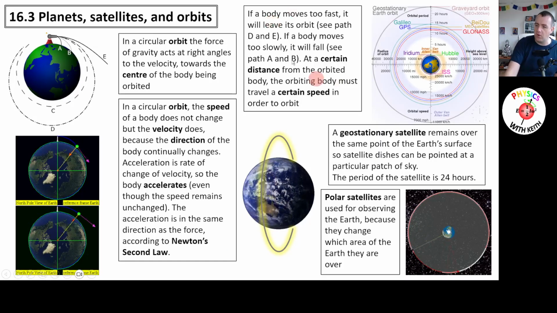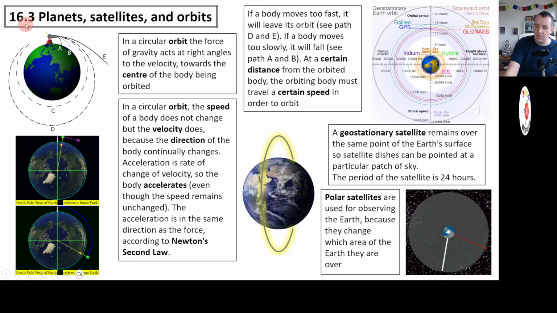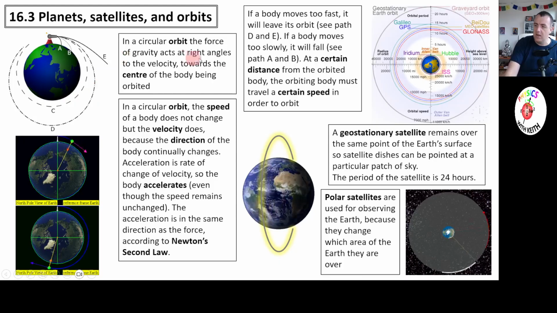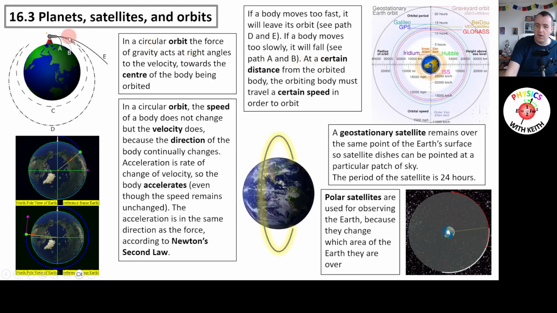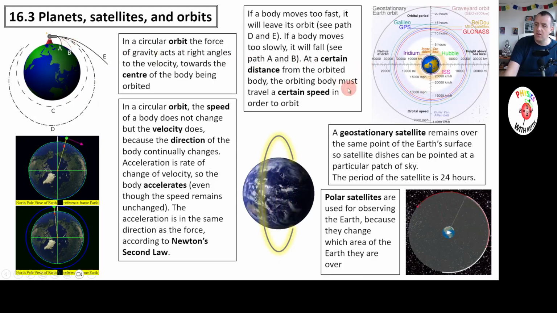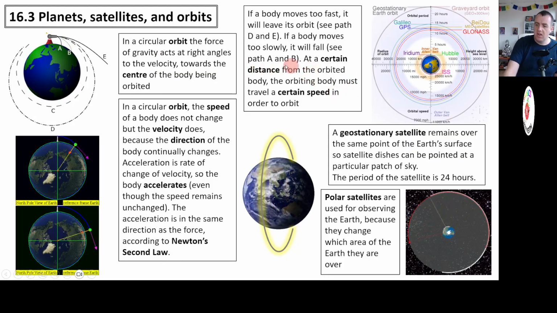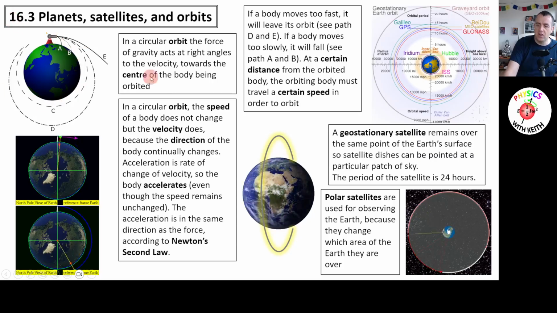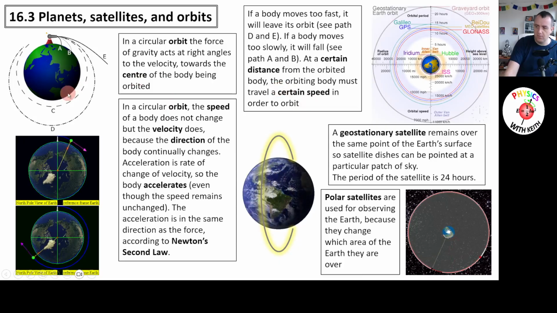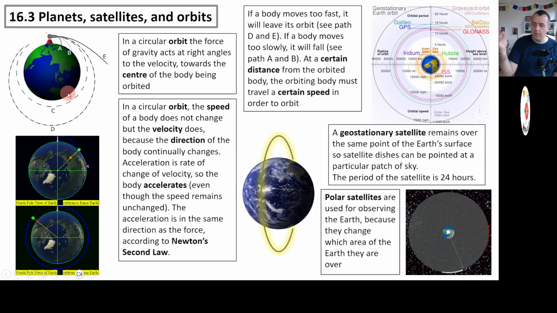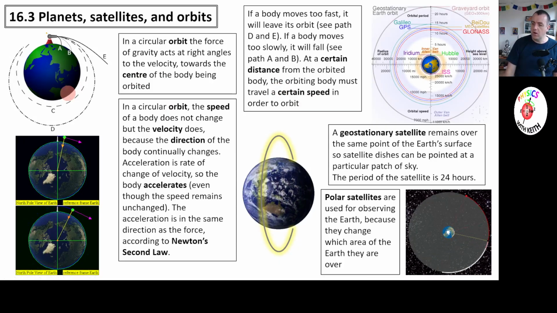Let's look at this one up here. Body moves too fast, it leaves its orbit. That's path D and path E. Body moves too slow, it falls. That's path A and path B. Certain distance, a certain speed will have circular motion. Super. So why do we care about that?